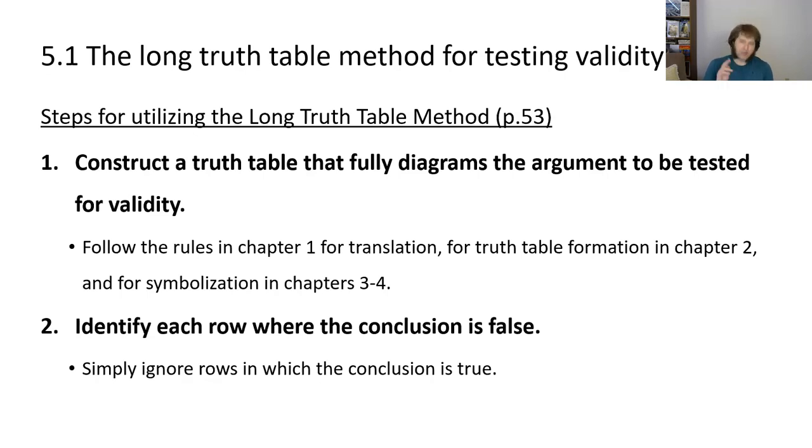Right? So in the long truth table method, construct the full truth table the way we've been talking about, and then simply look at all the rows where the conclusion is false. Just don't worry about rows where the conclusion is true.